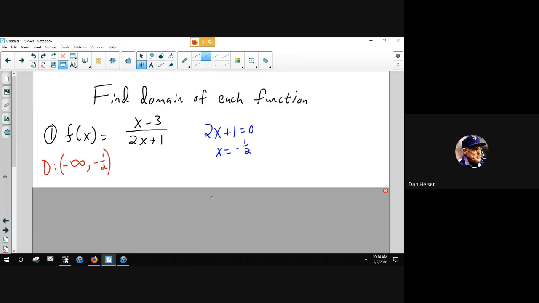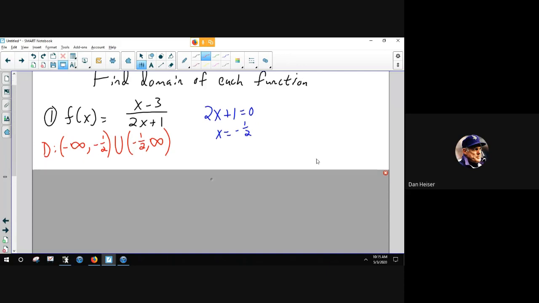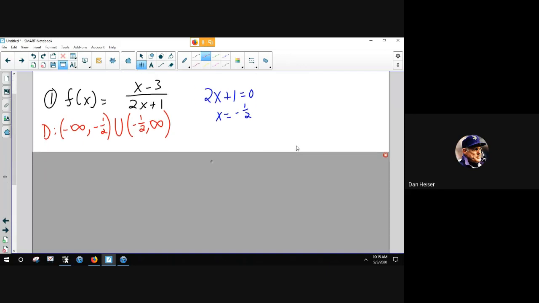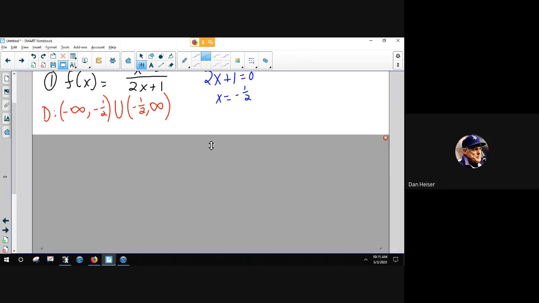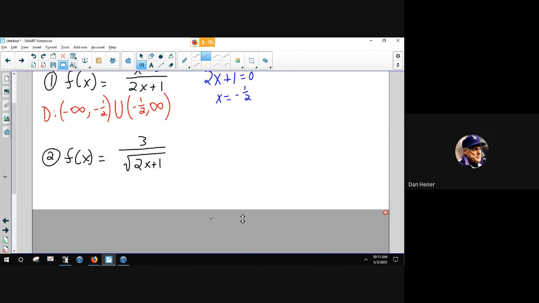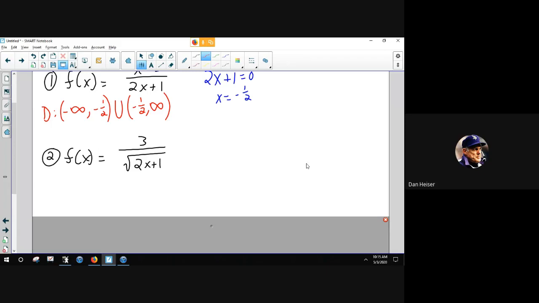So I start from negative infinity up to negative 1/2. And then we have to jump over the asymptote. Start at negative 1/2 again and continue on to infinity. That wasn't so bad. Let's make it more interesting. Same deal.